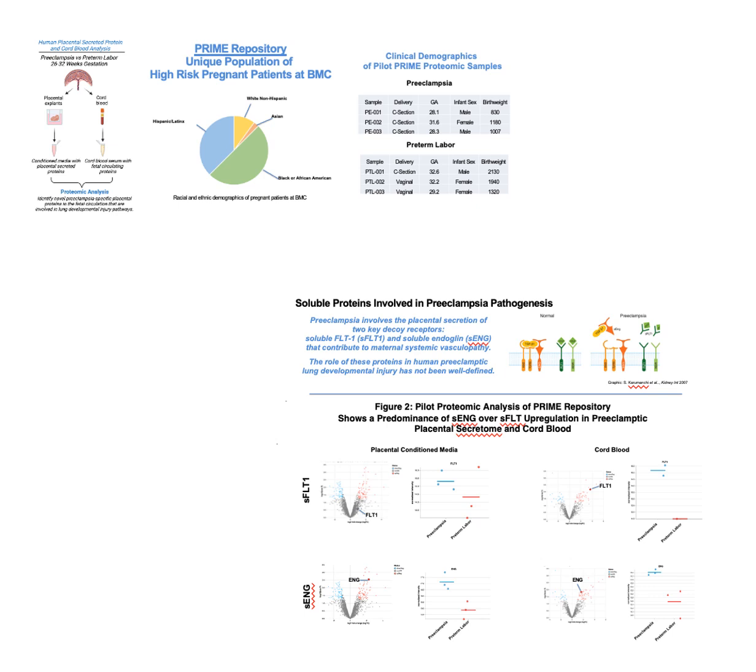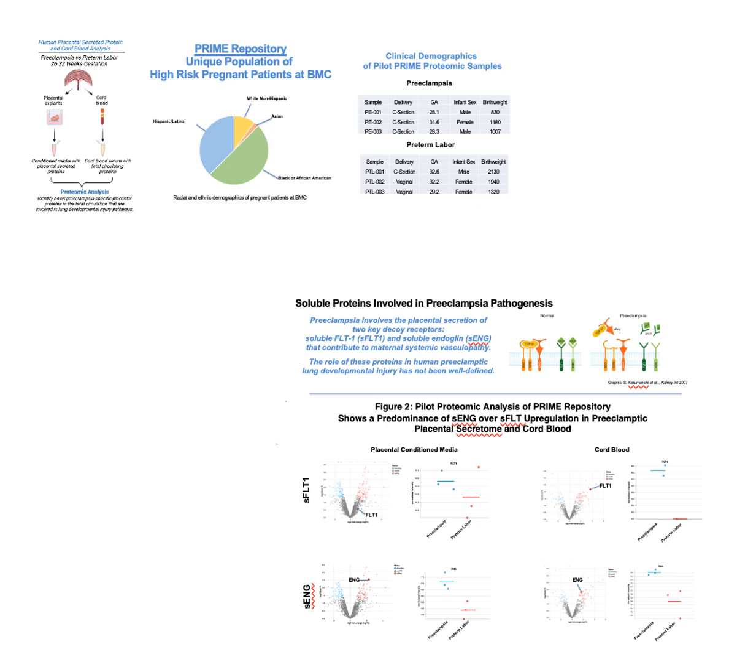These two soluble proteins are soluble FLT1 and soluble endoglin. FLT1 is a decoy receptor for VEGF, and endoglin is a decoy receptor for TGF-beta signaling. Both of these proteins have been important in human preeclamptic pathogenesis, but have not yet been very well characterized in human lung injury models.